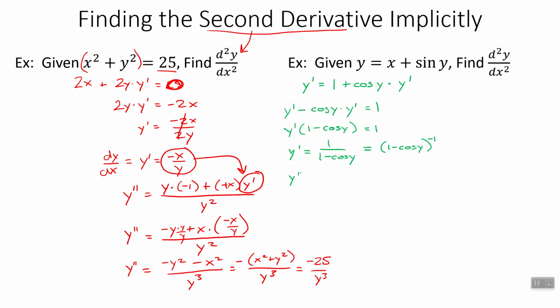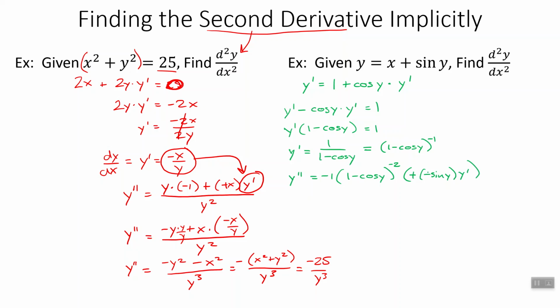So if we do that as a chain rule, we get over here the derivative of y prime is y double prime. Bring down our negative 1. We got 1 minus cosine of y, inside unchanged, to the 1 less exponent, negative 2, times the derivative of the inside. Well, the derivative of 1 is 0. We got negative. Derivative of cosine is negative sine of y, times the derivative of the inside, so times the derivative of y, which is another y prime.